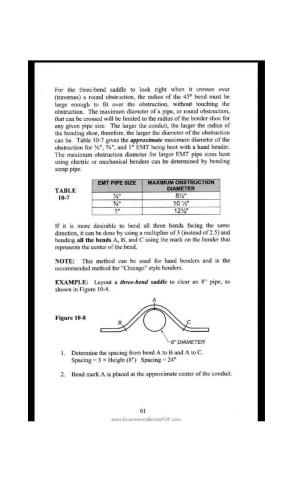For the 3-bend saddle to look right when it crosses over, traverses, a round obstruction, the radius of the 45 degree bend must be large enough to fit over the obstruction, without touching the obstruction. The maximum diameter of a pipe, or round obstruction, that can be crossed will be limited to the radius of the bender shoe for any given pipe size.